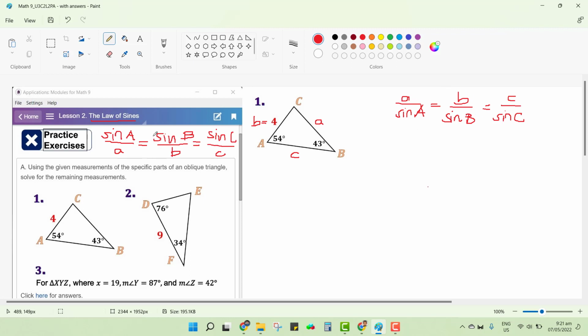Or if you would like to use this formula, you can also use this to determine the result. The law of sines could be used to solve for the remaining measurements of this oblique triangle because of that given situation. Again, that is where one side measurement is given together with its opposite angle, or vice versa. The angle is given together with its opposite side measurement.